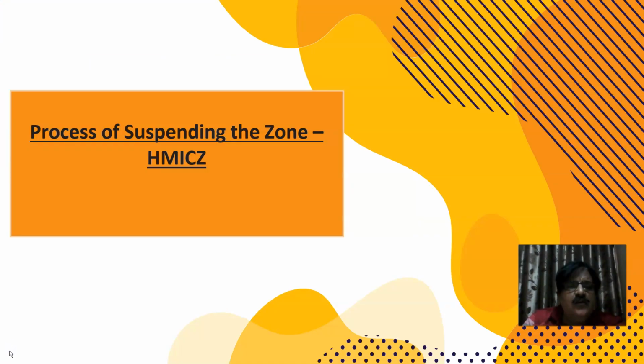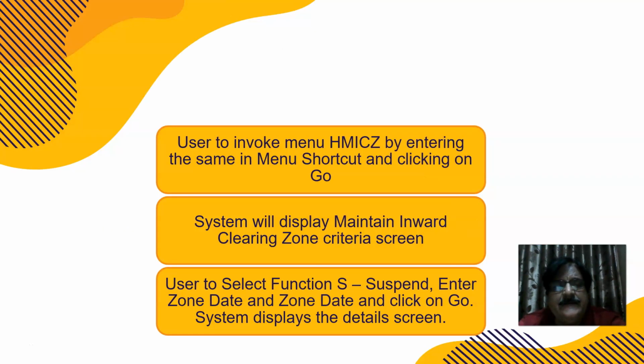So friends, as you can see, opening of the zone is HMICZ, validation run is HMICZ, and suspending of the zone is also HMICZ. We can suspend and we can unsuspend if any instrument is to be added later on. Only HMICTMO is for lodging of instruments. So how do we suspend the zone? We just have to choose suspend and click on go. Zone date and zone code are there, and we have to suspend. You can unsuspend also for posting any instrument remaining to be posted.